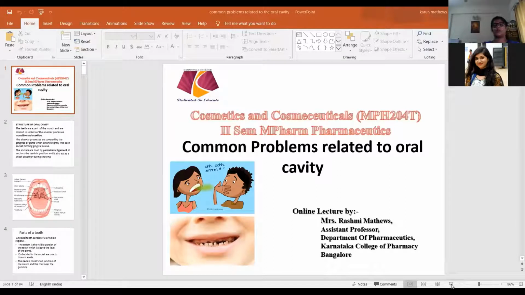Okay, so today we will deal with the common problems related to the oral cavity. What are the common problems related to the oral cavity, and what are the different formulations available to treat these? So we will start with the structure of the oral cavity.